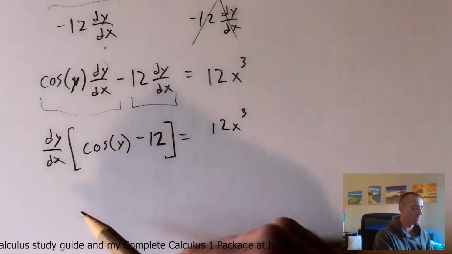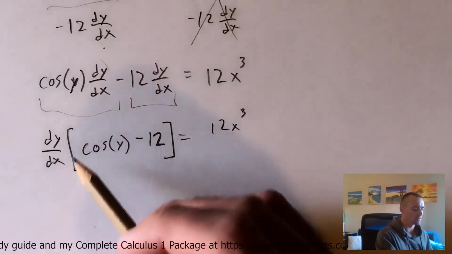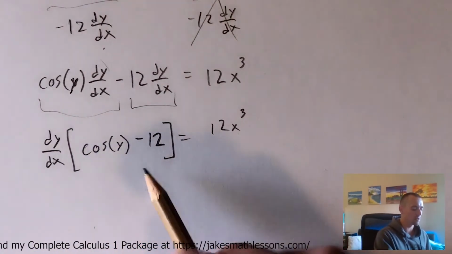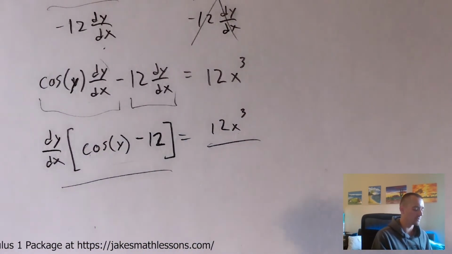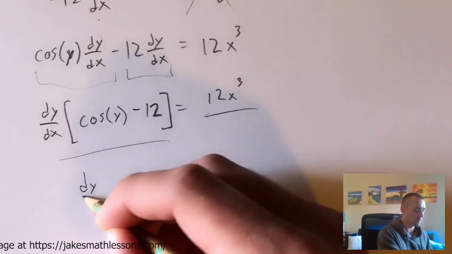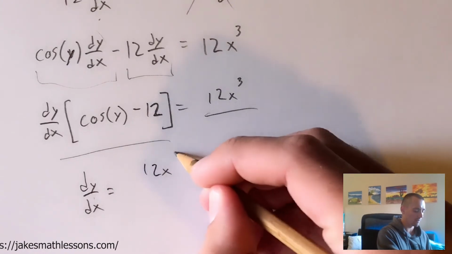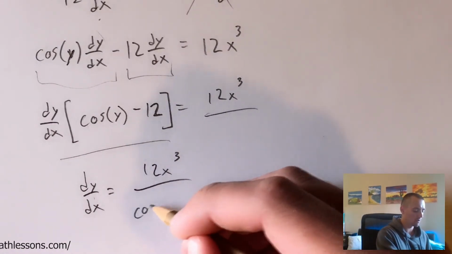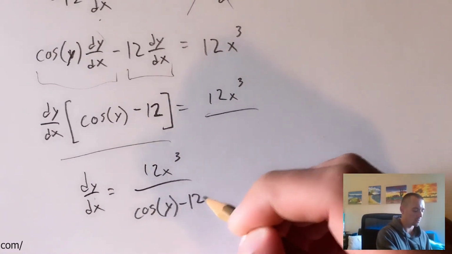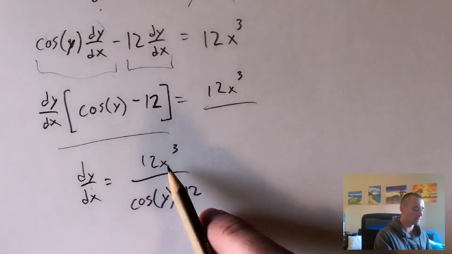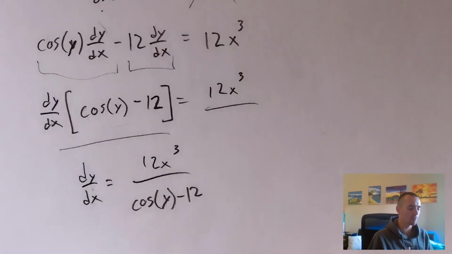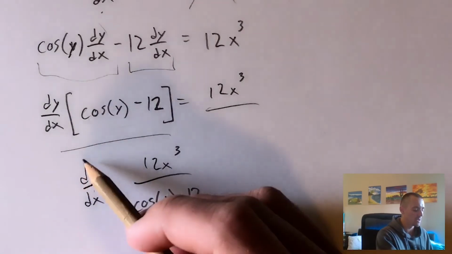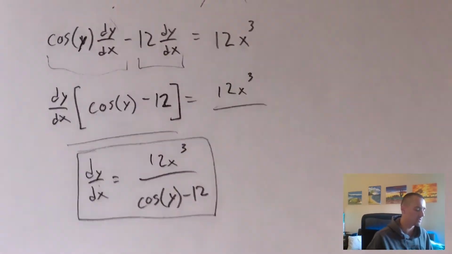So what we can do to get this dy dx all by itself now is, since we have dy dx times all this other stuff, we can divide both sides of our equation by all the stuff in the parentheses here. So doing that is just going to give us dy dx equals 12x cubed all over cosine of y minus 12. And even though this has x's and y's in it, like I said before, that's the best we're going to be able to do because we had an equation at the beginning that could not be solved for y. So this is the best we can get to find dy dx.